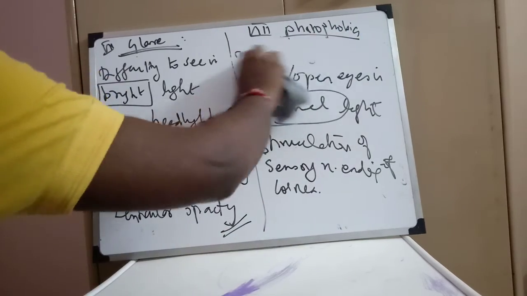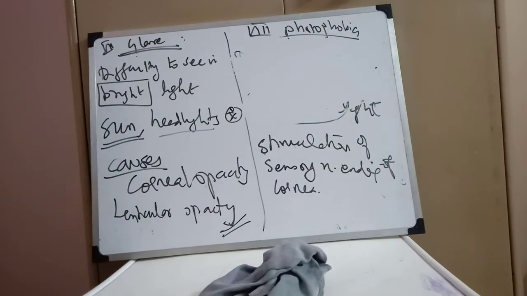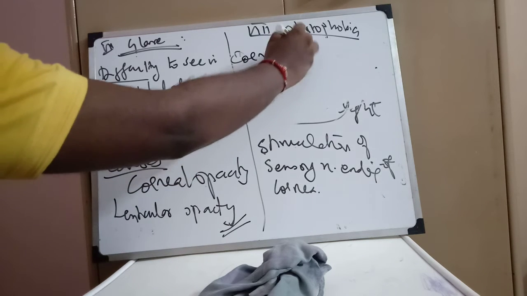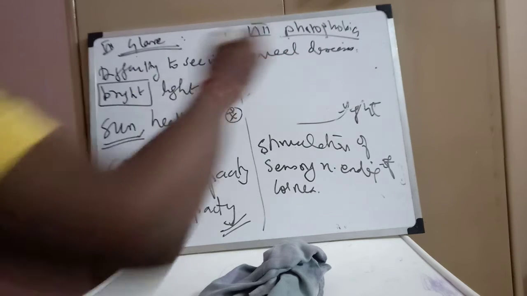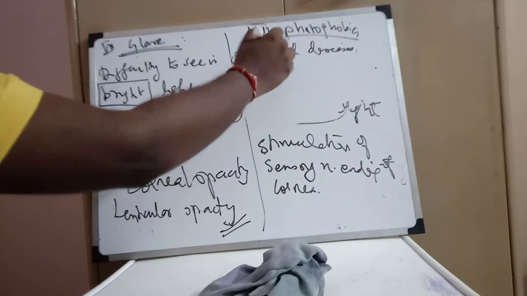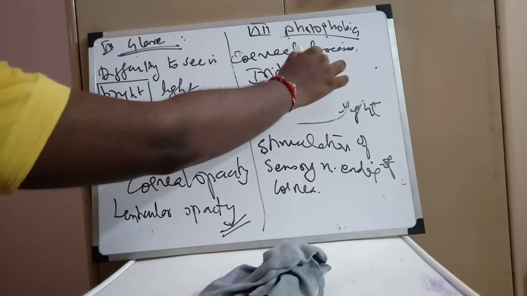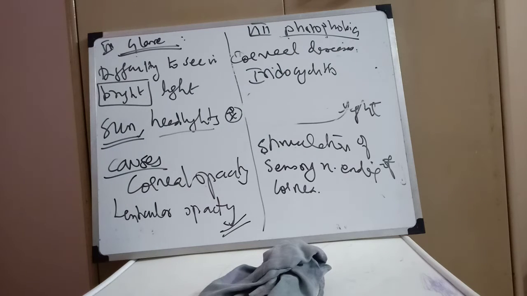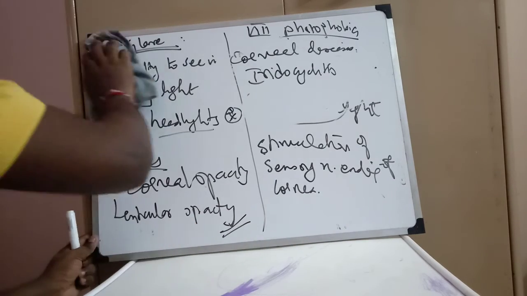So what are the different conditions in which you are going to see photophobia? Photophobia can be seen in corneal diseases. Most of the corneal diseases are going to exhibit photophobia. You can have corneal epithelial defects, corneal ulcer, keratitis, corneal edema. You can also have photophobia in iridocyclitis. Okay. We'll go to the next symptom.